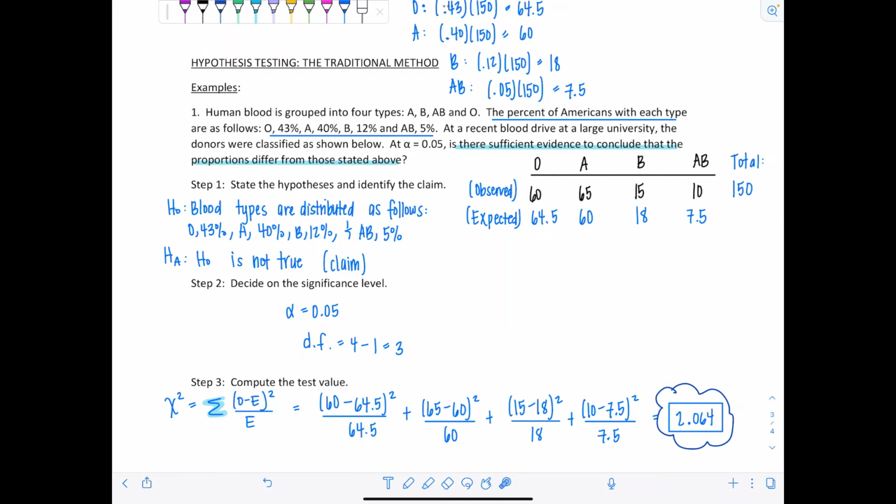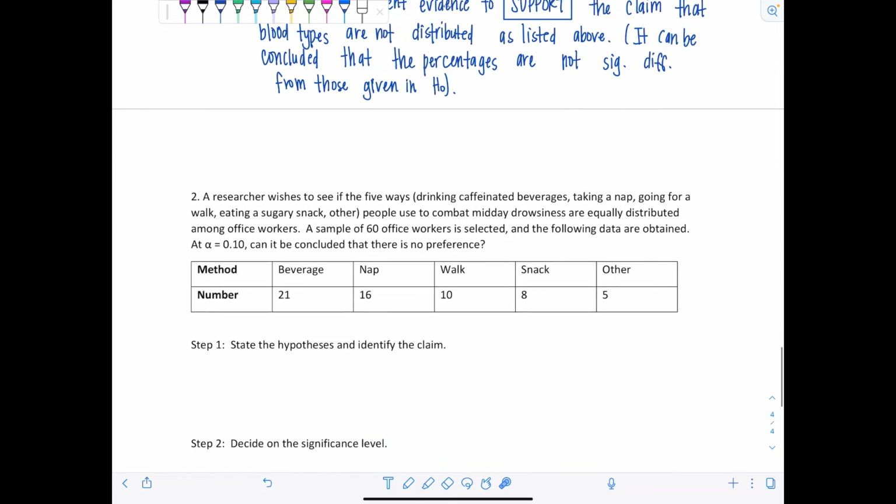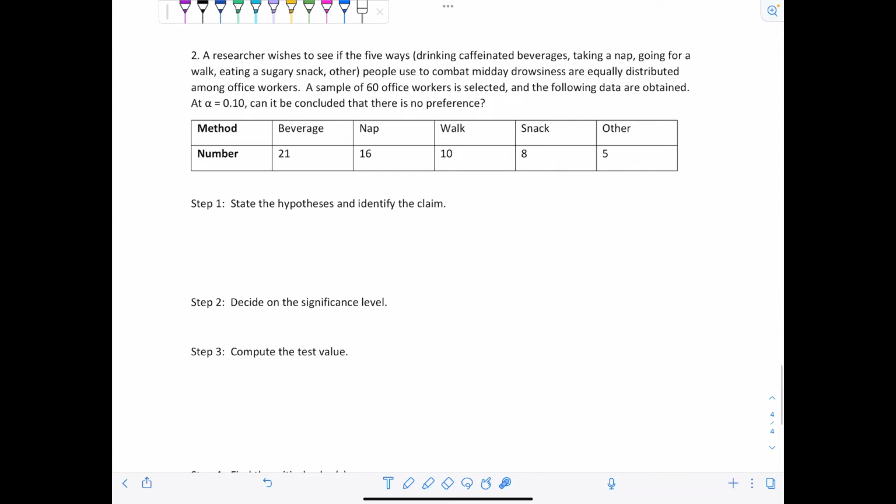Okay, one more example. A researcher wishes to see if the 5 ways, being drinking caffeinated beverages, taking a nap, going for a walk, eating a sugary snack, or other, that people use to combat midday drowsiness are equally distributed among office workers. A sample of 60 office workers is selected and the following data are obtained. At alpha equals 0.10, can it be concluded that there is no preference?